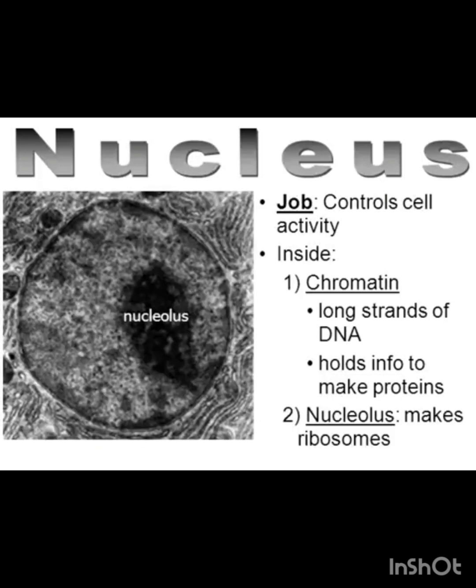Here you can see one black dense body. This is called nucleolus. It's a nice picture of a nucleus with a nucleolus. You can see thread-like structures. These are chromosomes floating in the nucleoplasm inside the nucleus.